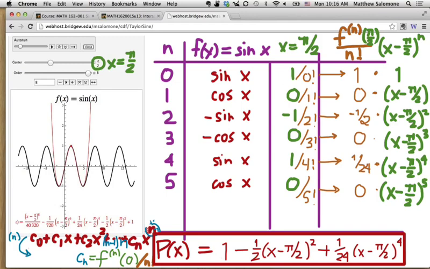And indeed, if we take a look at what the app is telling us about this fourth order polynomial, there it is: 1 over 24 times x minus pi over 2 to the fourth, minus a half times x minus pi over 2 squared, plus 1. Those are the pieces up to fourth order. If we were to keep going, we could get the pieces up to sixth order, seventh order, eighth order, and match up everything that you see there in that formula.